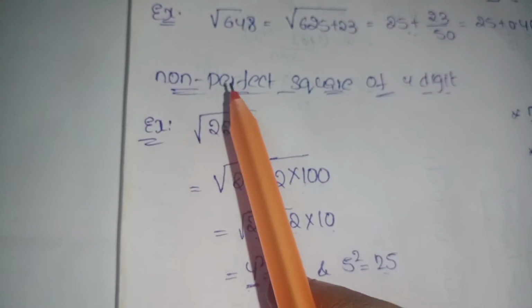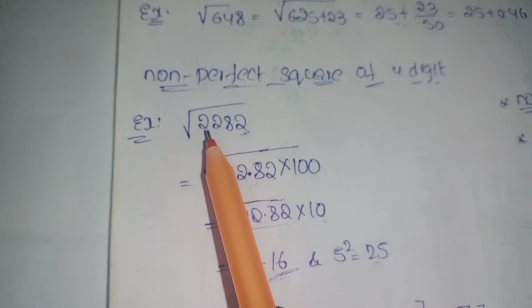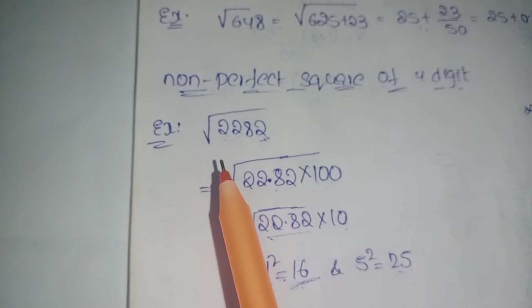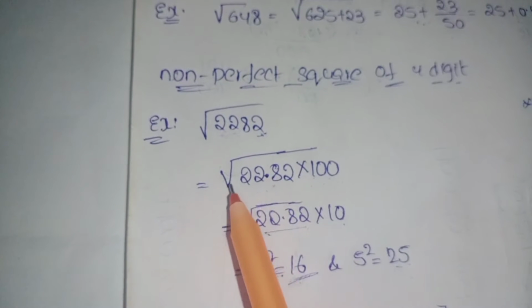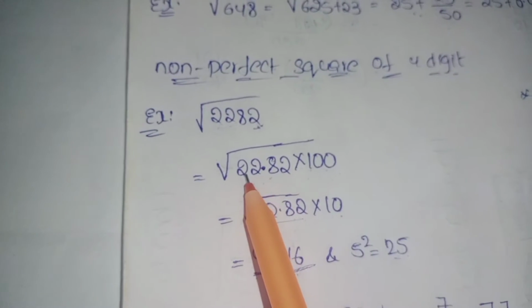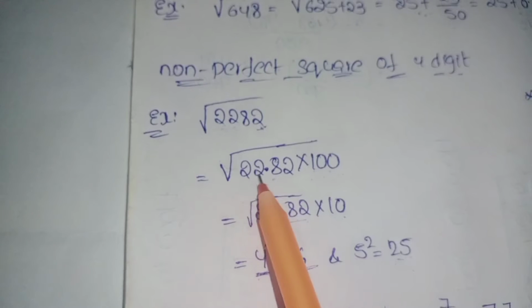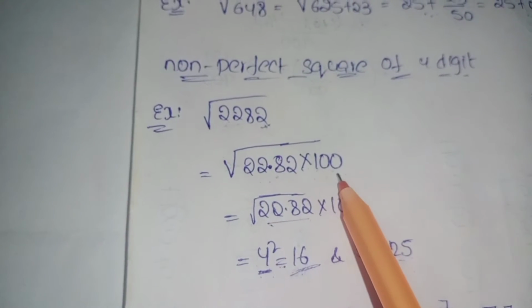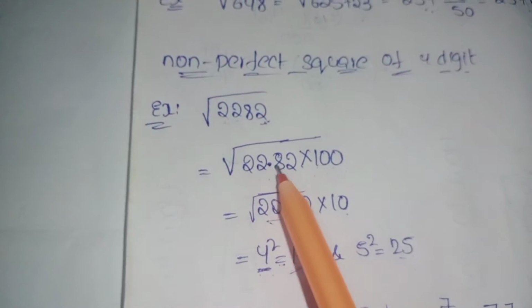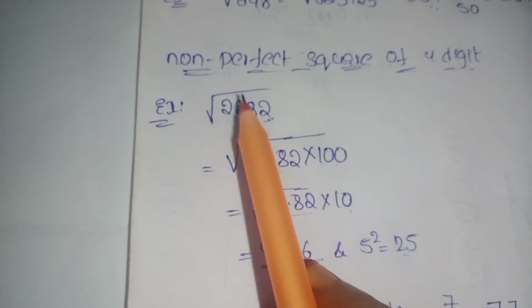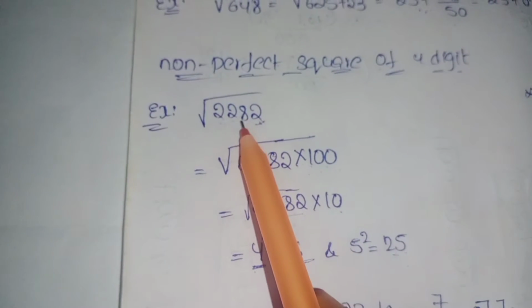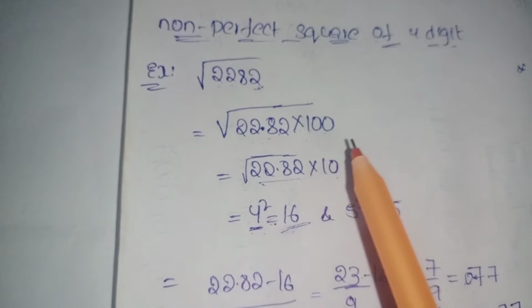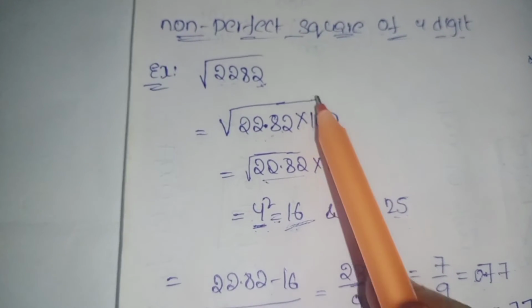Let us see the first step. What do we do? First we take the first two digits and put a decimal point after them. Here the first two digits are 2, 2, and after that I put a point and multiply by 100. If we multiply 22.82 by 100, we get 2282. So I am writing this value like this. And in the next step we have to remove the square root of 100.